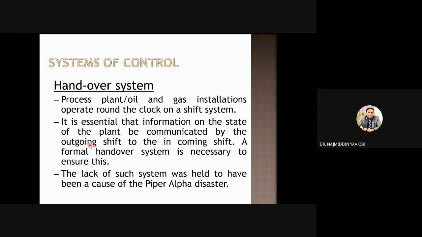The lack of such a system was held to have been a cause of the Piper Alpha disaster. This is one of the things that happened in the Piper Alpha disaster, because of the lack of a handover system.